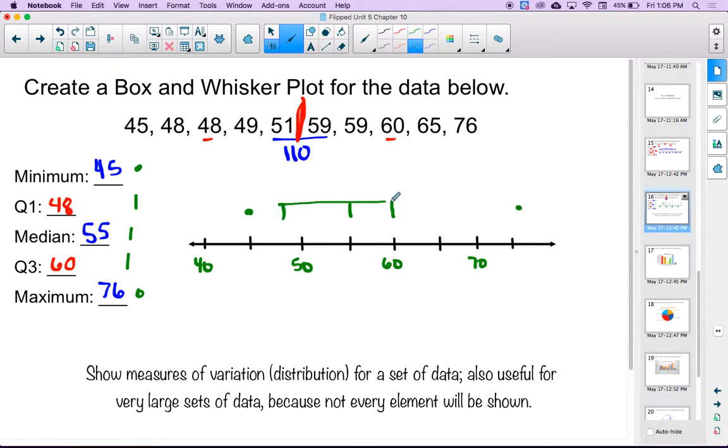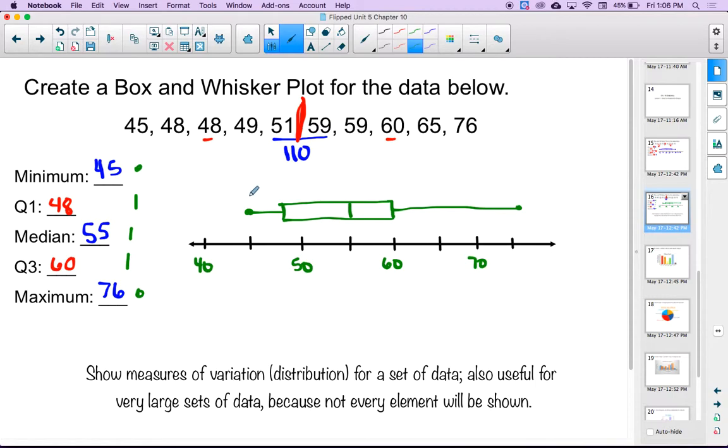Connect your box. Connect your whiskers. And there you go. Box and whisker plots, they show measures of variation or distribution for each set of data. They're useful for very, very large sets of data because they break them down into these 5 important numbers here.